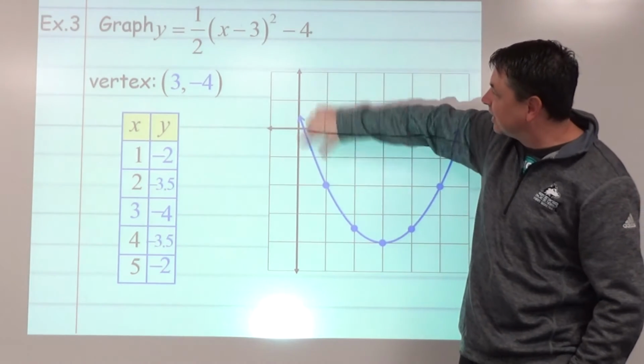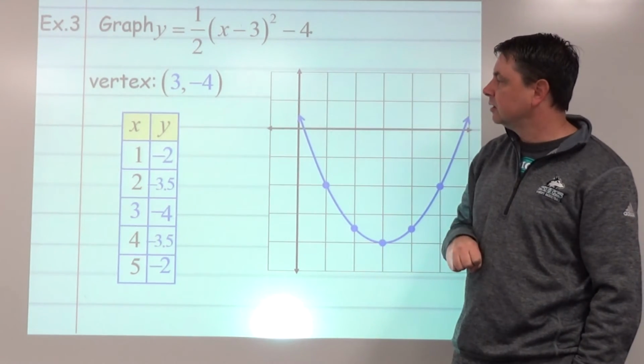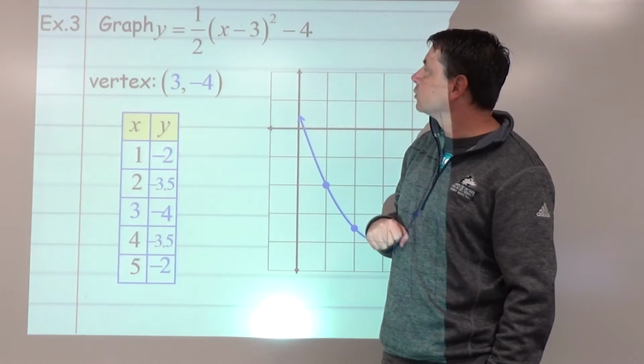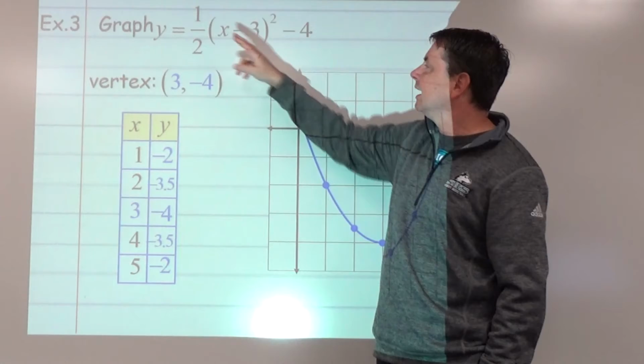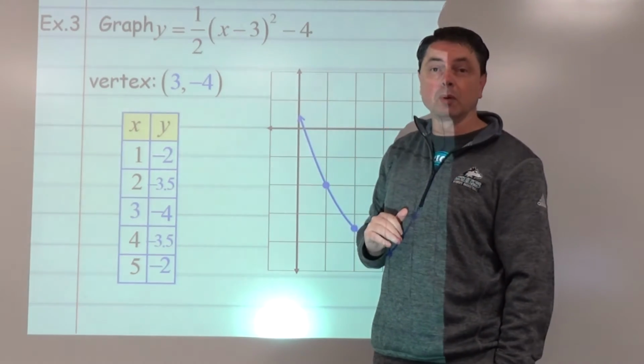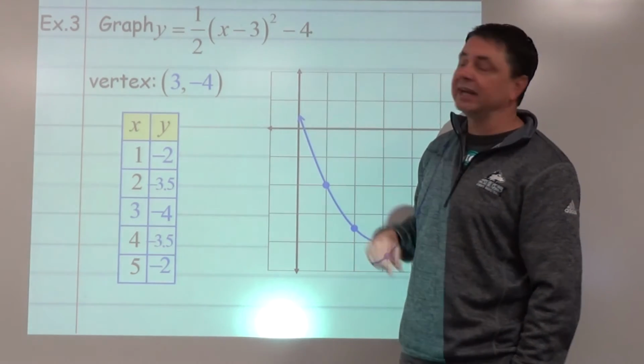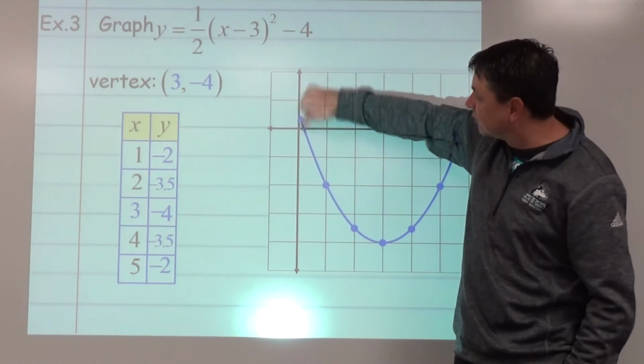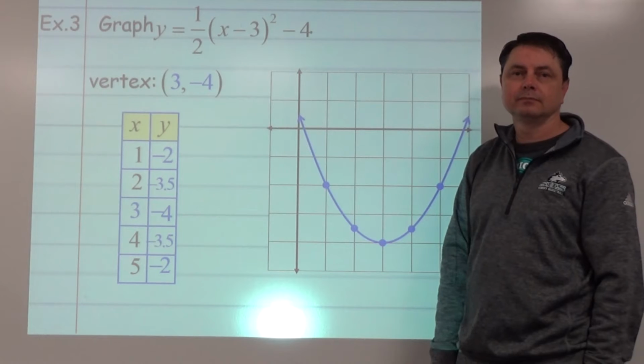We're not seeing the y-intercept. We can just substitute in a 0 to do it. So 0 minus 3 is negative 3 squared is 9. Half of 9, if we do it as a decimal, 4.5. 4.5 minus 4, 0.5. So (0, 0.5) is where it would hit here.